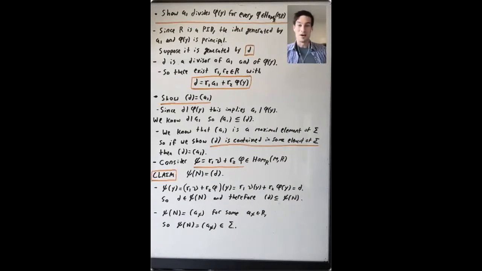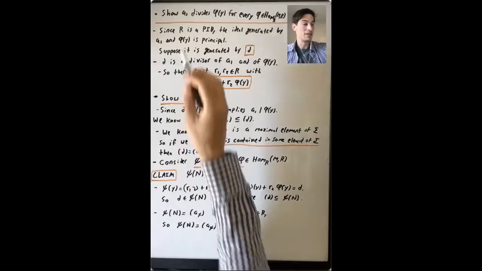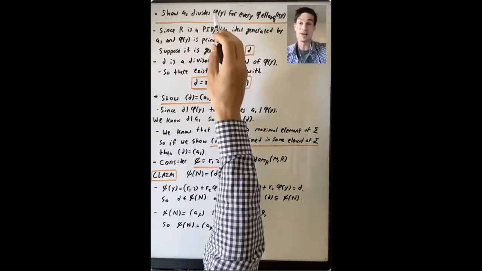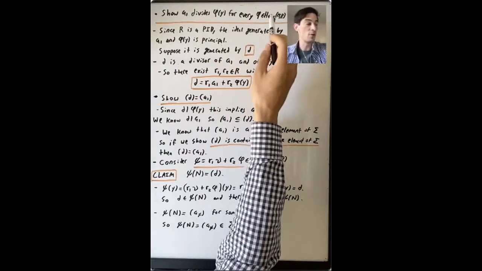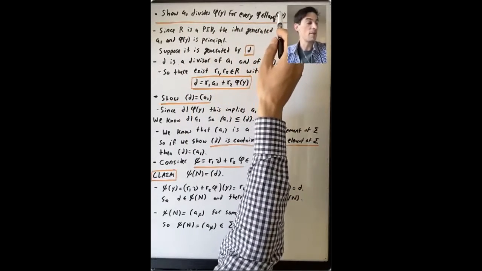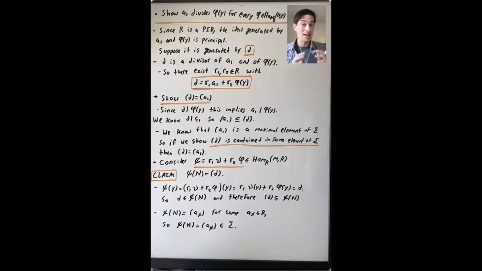Okay, so that was a pretty clever argument with several steps to show that A1 divides phi of y for every R module homomorphism phi from M to R. It's not totally clear right away what we're going to use that for. So I'll pause and erase and show you the next big piece of this argument.